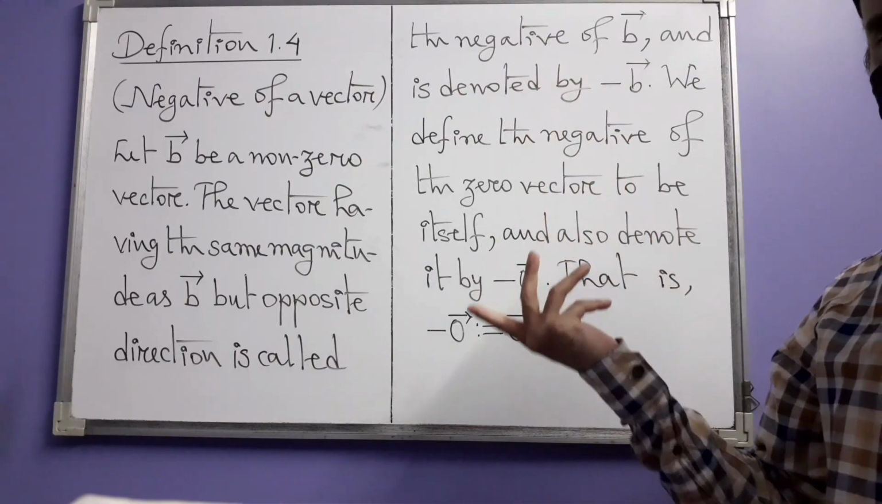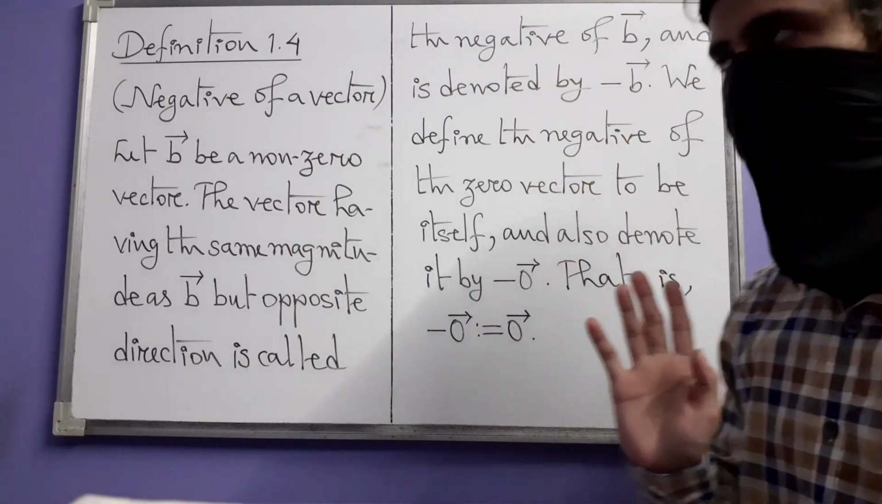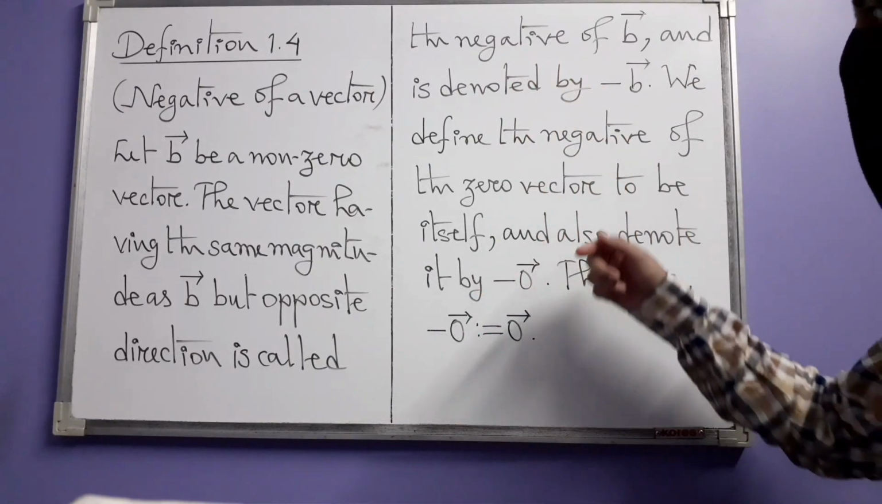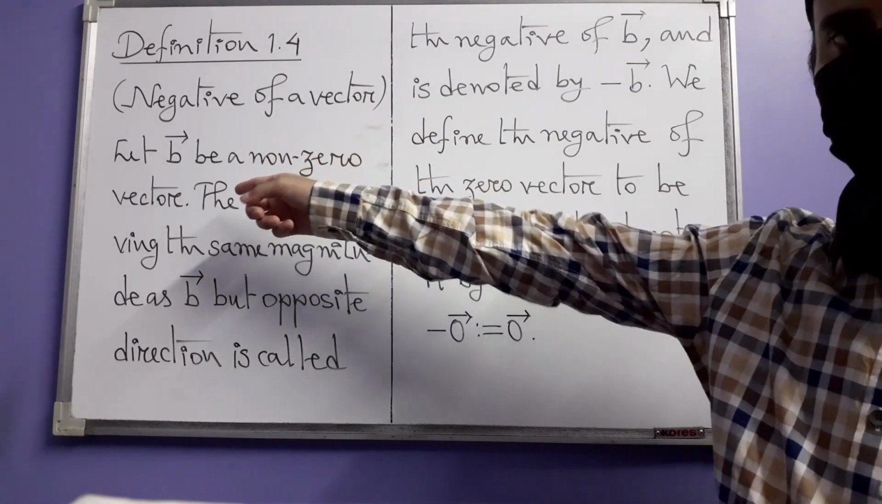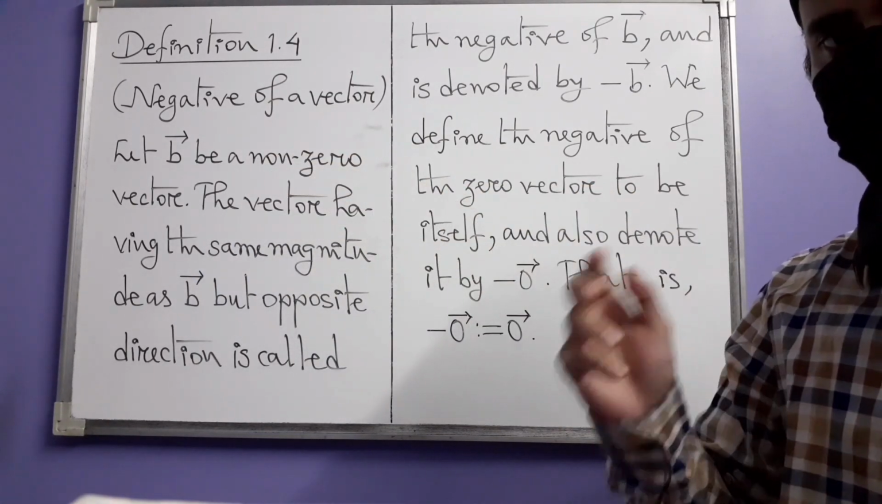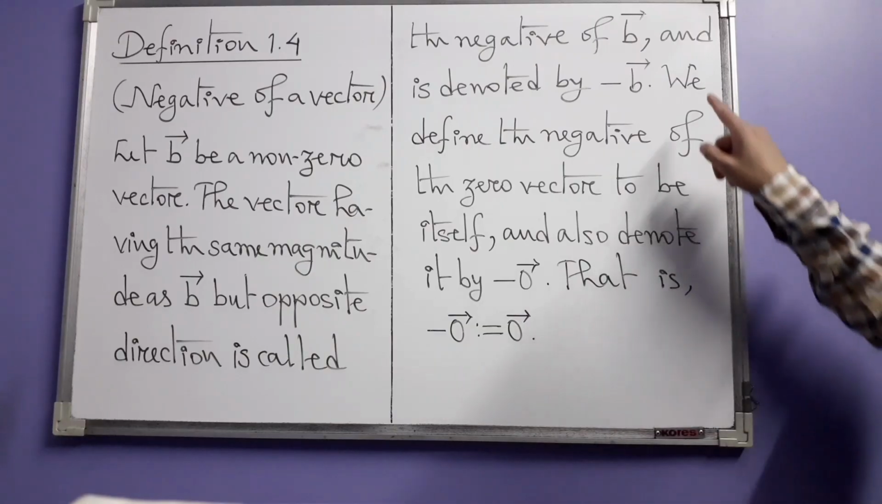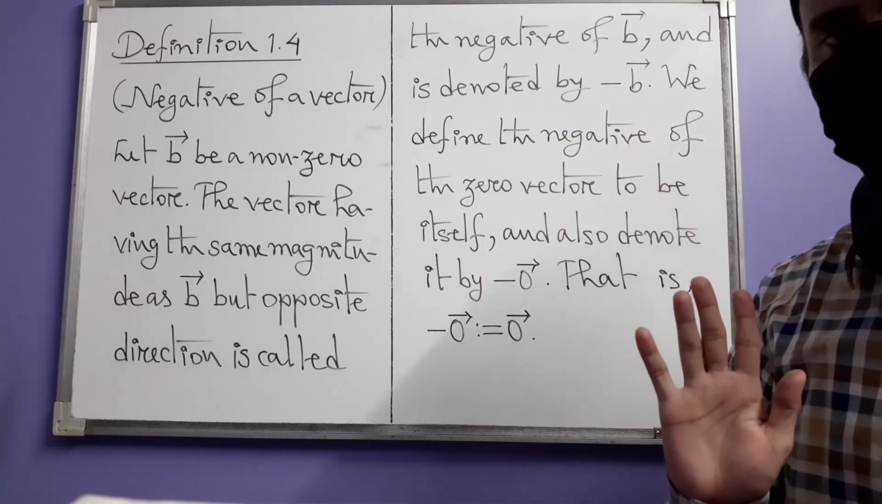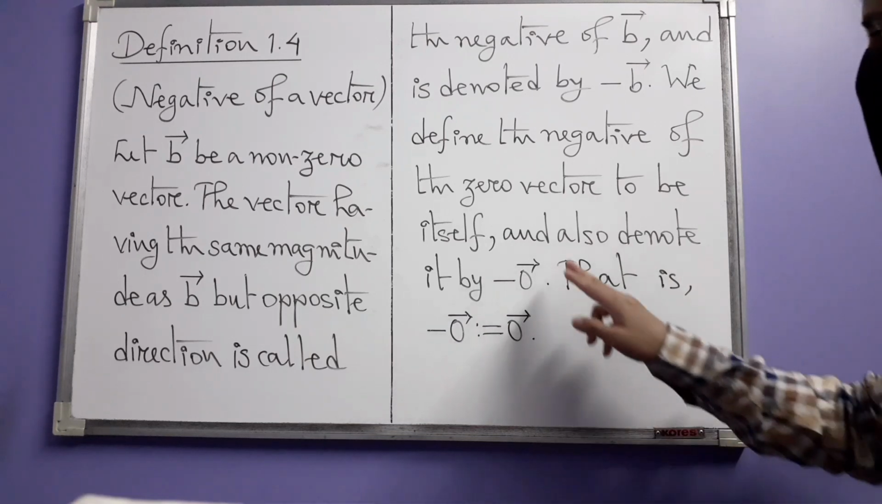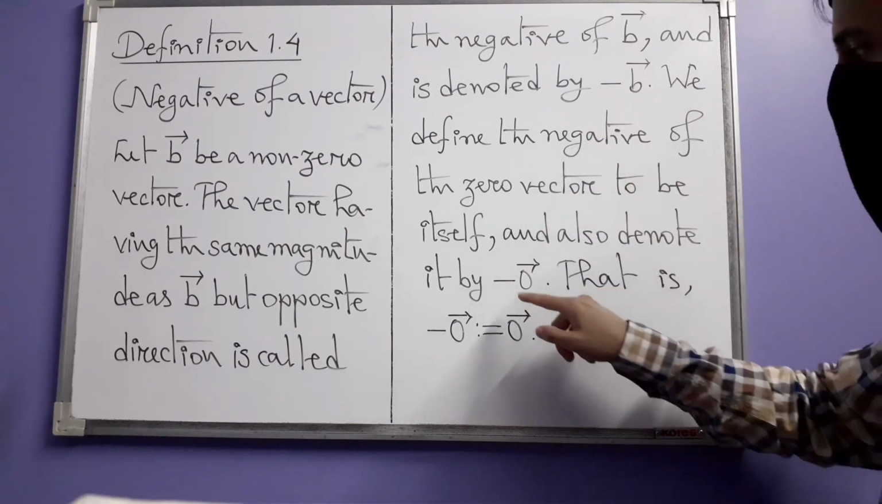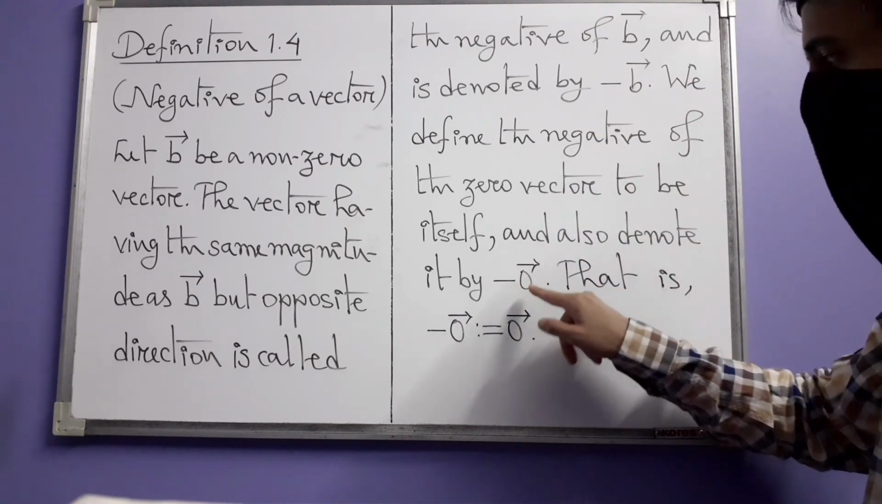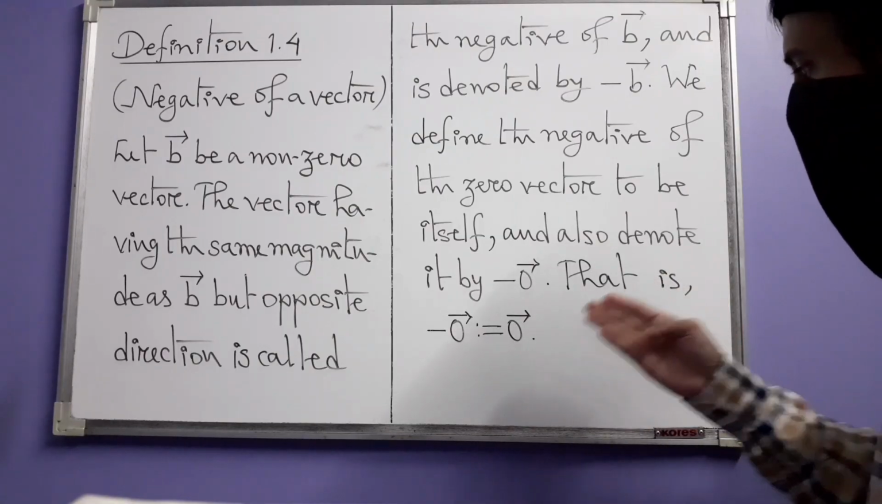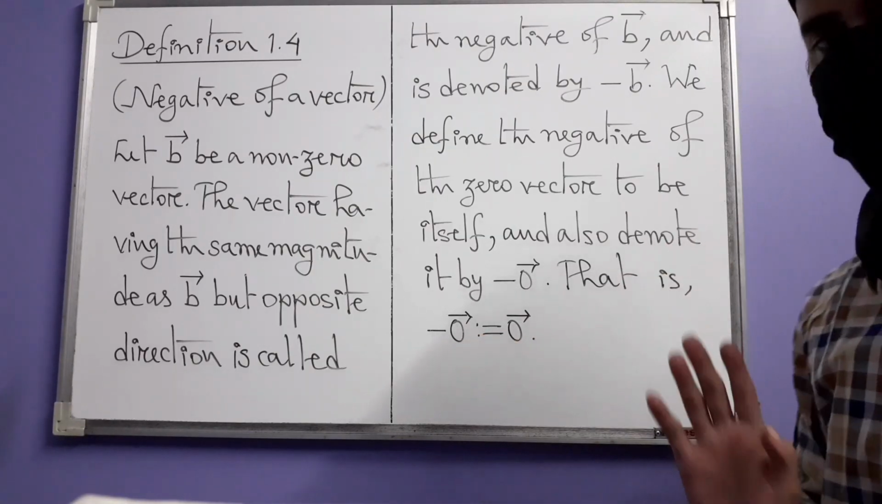The arrow overhead will always be there if it's a vector. Because this is non-zero, we are going to separately define the negative of the 0 vector. We define the negative of the 0 vector to be itself. That's it. And just like this one, we denote the negative of the 0 vector by writing minus 0. That is, minus 0 is defined to be equal to 0.